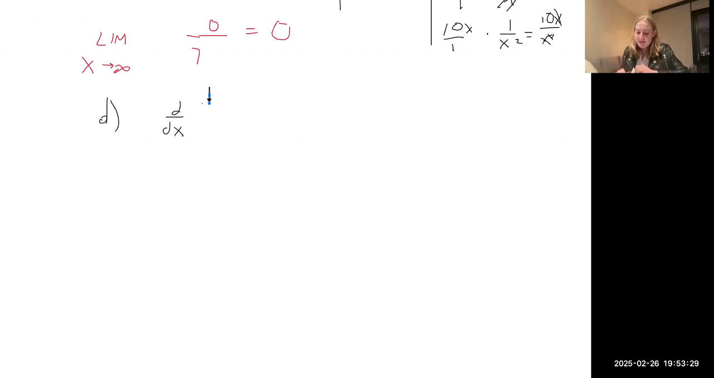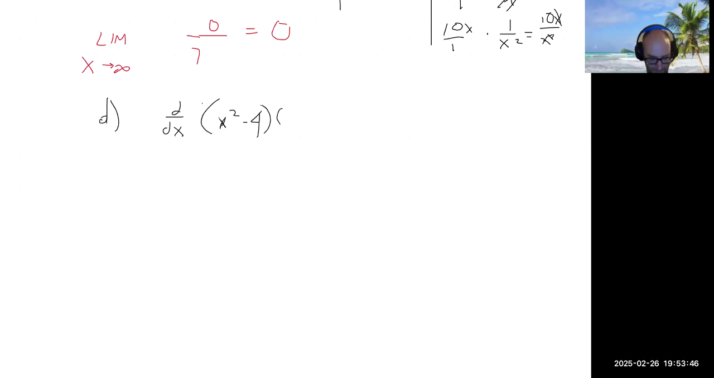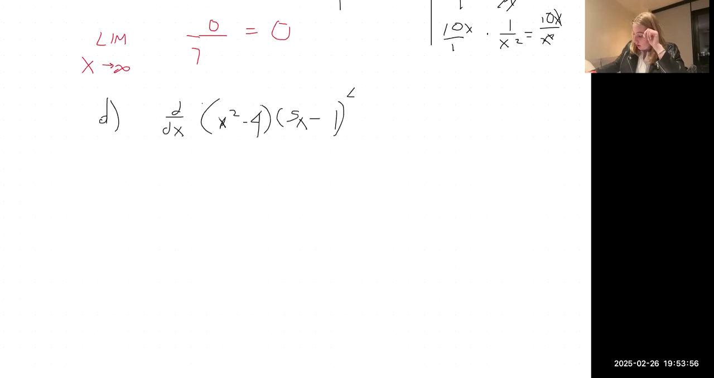But I would know it's a something times a something, but I wouldn't remember what it was. Oh, product. Okay, I see it now. So this D is product. Wait, let me write it down. I'm getting ahead of myself. d over dx of x squared minus 4 times 5x minus 1 to the fourth power.